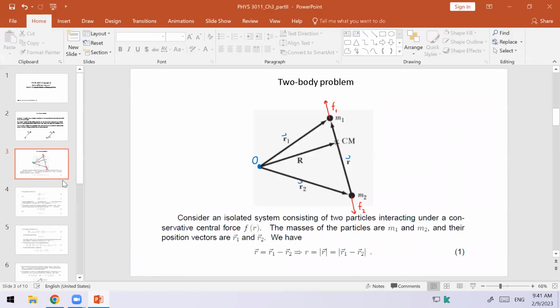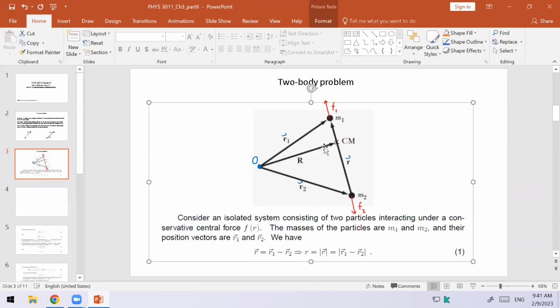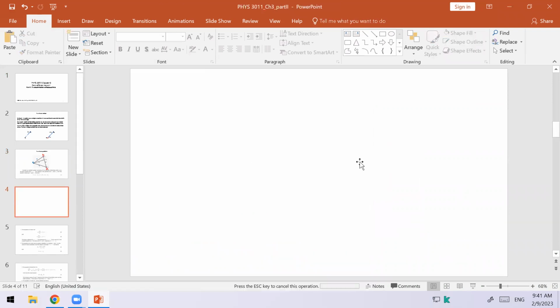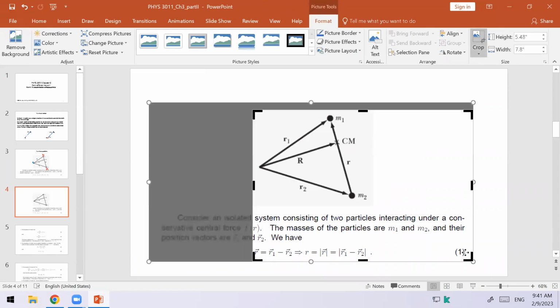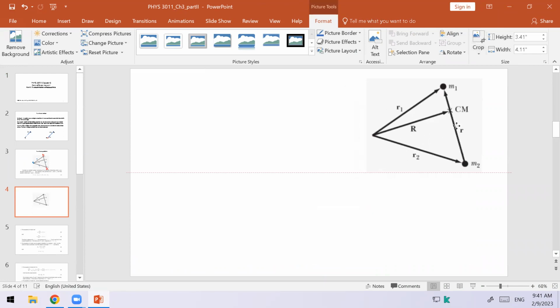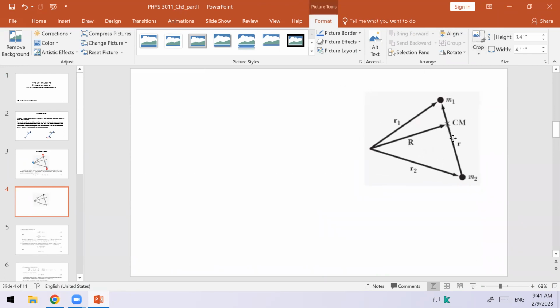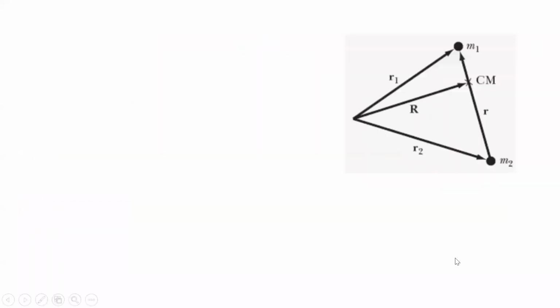Here, let me open a new slide, and I want to use this picture again. I'm just using the same picture over here. Now I'm going to start setting up my equations of motion.